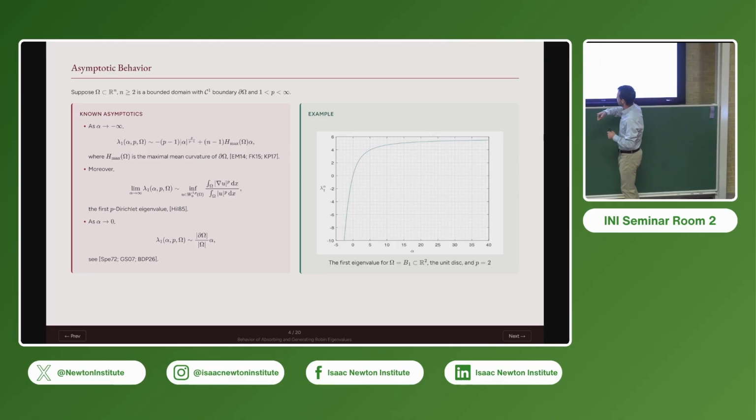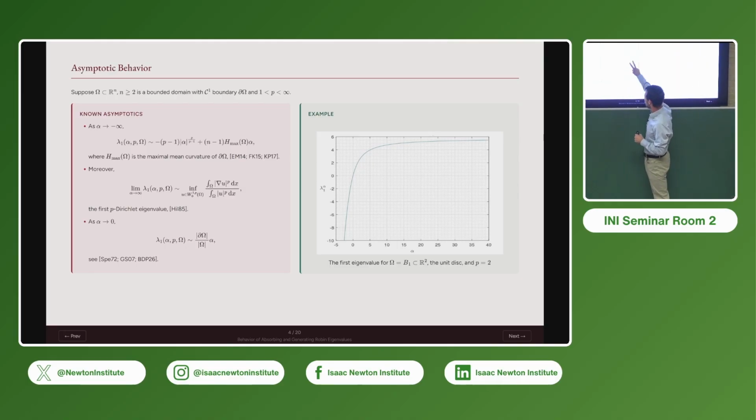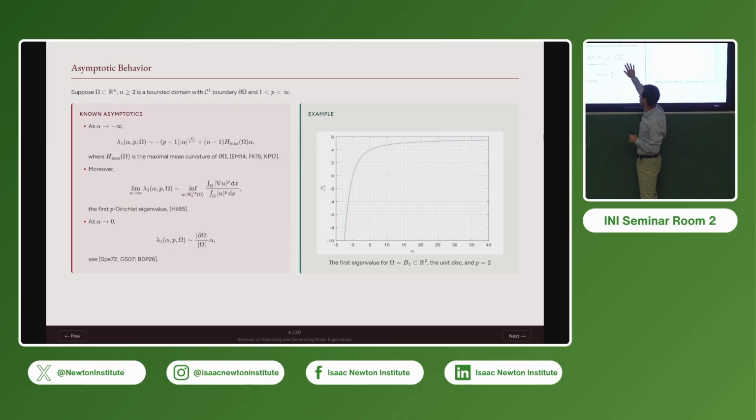Let me answer the first question first. So for the first part, I think it's enough to have C1 or maybe C1 alpha continuity of the boundary. I think C1 might be enough. For the second part, we only need Lipschitz boundary, and for the third part, Lipschitz continuity of the boundary is sufficient as well.